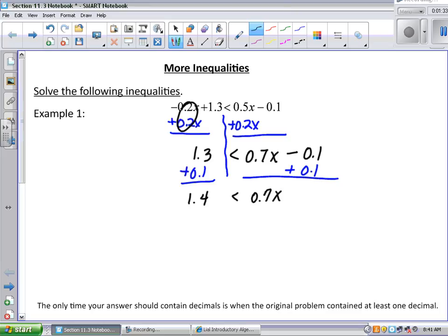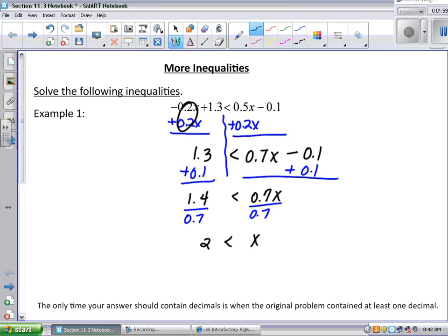And now I do the same thing that I would normally do. I divide to get the x by itself. I'm dividing by a positive, so my inequality sign stays the same. And again, if you're not sure how to divide those decimals, pull out your calculator. I get 2 is less than 0.7, those cancel. 2 is less than x.